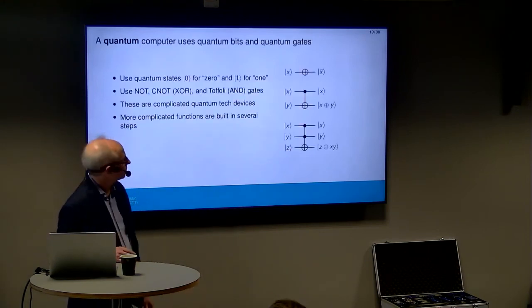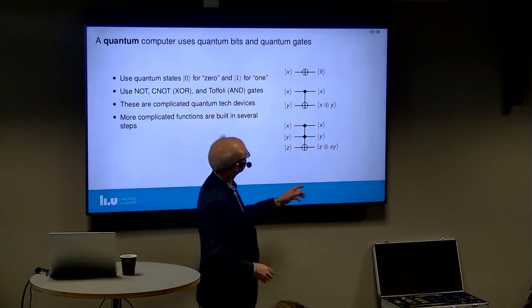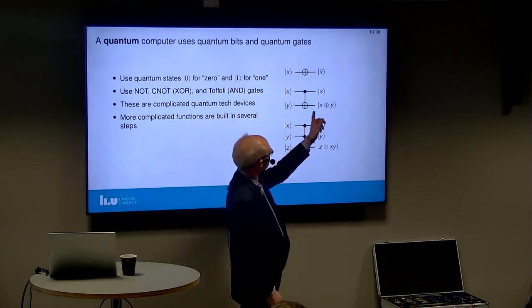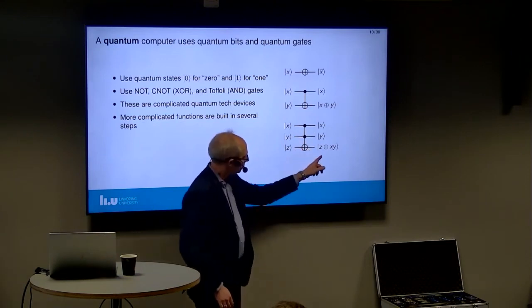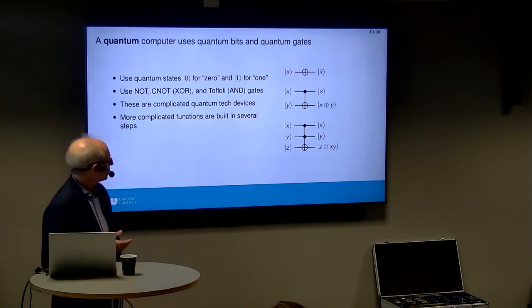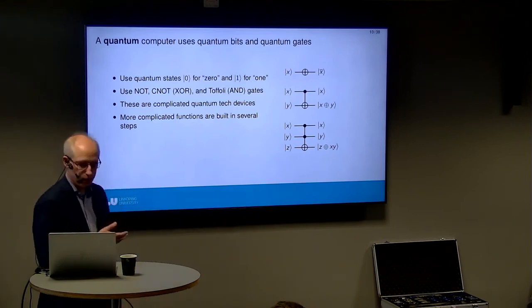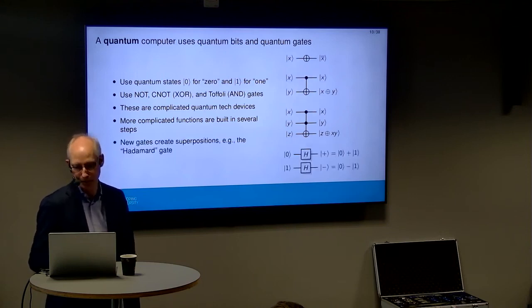So now I can just do the same kind of gates here. The map is the same. So this is the XOR, and that's the AND gate or the multiplication. Same notation, same symbols, same map. Again, if you want to build more complicated functions, you build them in several steps.